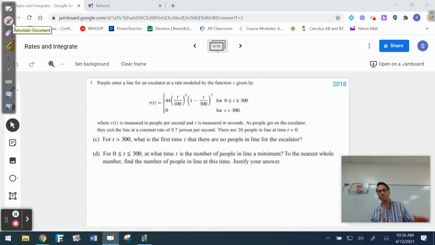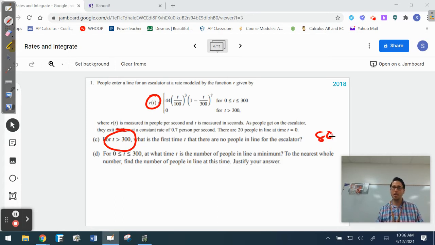It says for time greater than 300. Remember, greater than 300, nobody's getting in line. We just have people leaving. Get off, yo. Get to that store, right? What is the first time T that there are no people in line? Well, after 300 seconds from part B, there were 80 people still in line. So when are there no people in line anymore?